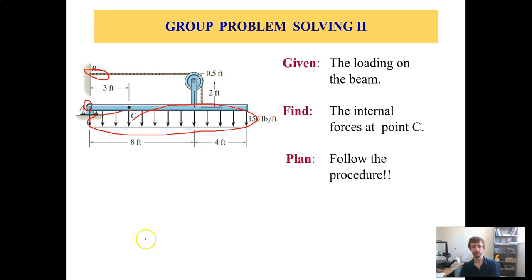Now, how are we going to do it? Well, pretty much the same way as last time. What are we trying to find? Well, we're trying to find the internal forces right here at point C, which shouldn't be too terrible. So, let's get to it.